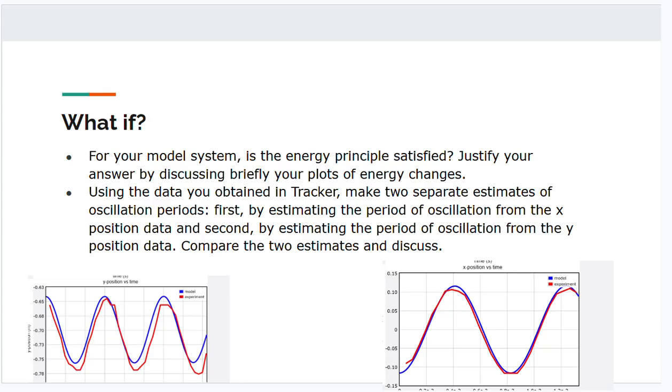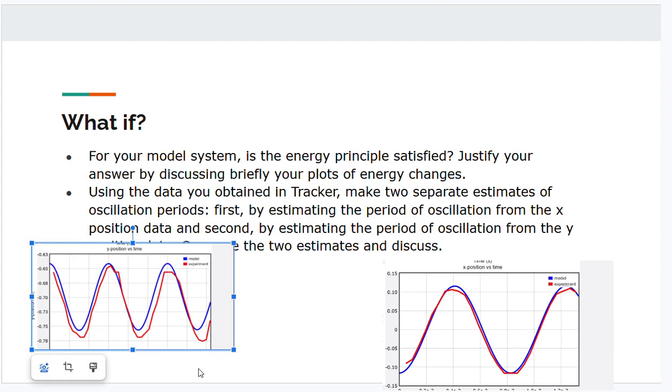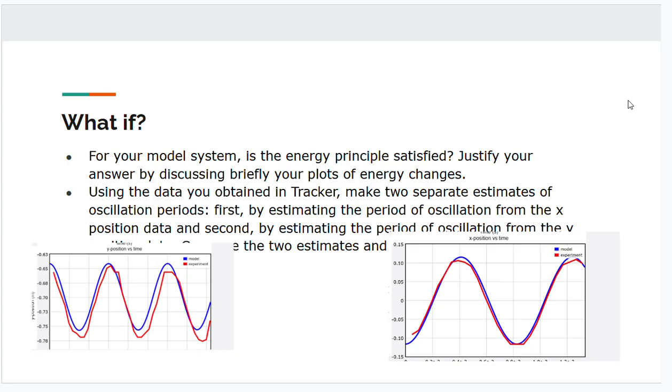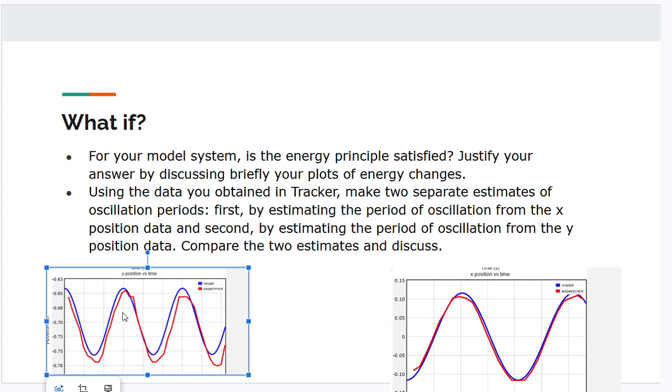And then using your data, make two separate estimates of the oscillation period. On the bottom left graph, it looks like one oscillation is roughly 0.08 seconds. You can see that more clearly at the bottom of the graph, but trust me, it says 0.08. And in the x position graph, it also says around 0.08 as well. So it's crazy how similar they are, which makes sense and shows that it's a good oscillation.